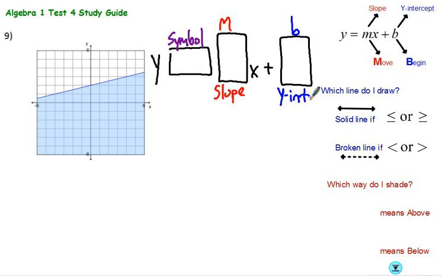Now, it's not a big mystery because you just got to look at it. Where's the y-intercept? Well, it's right there. That would be up 1, up 2. So that'd be a positive 2.